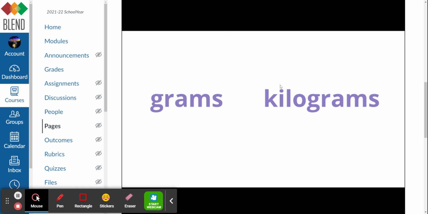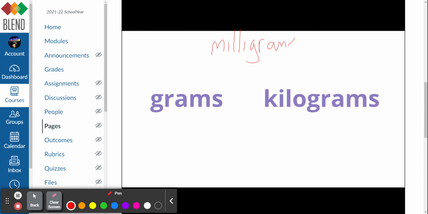So things we're going to look at today are measurements for weight, like grams and kilograms. There's also something smaller than grams that you often see, milligrams. They talk about that with ingredients in foods and stuff. So milligrams are smaller than grams, and kilograms are bigger than grams. We'll get a little further into this so it makes more sense.